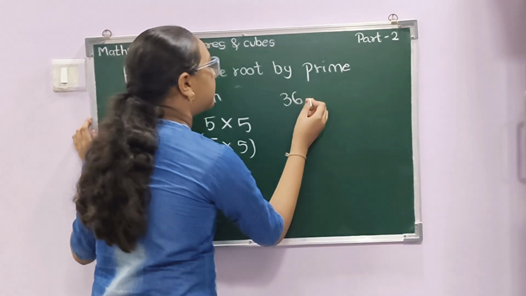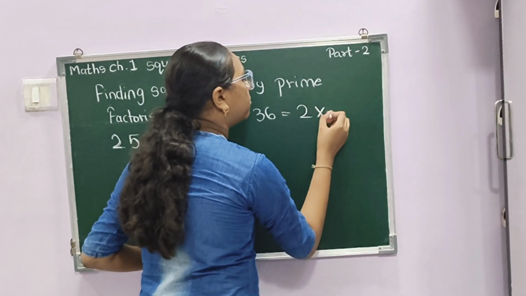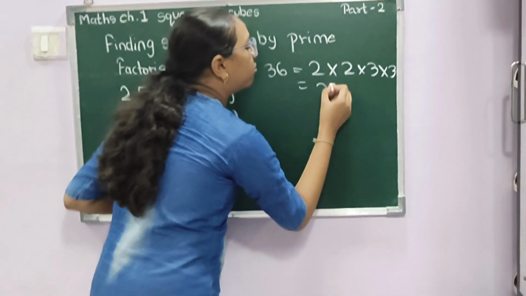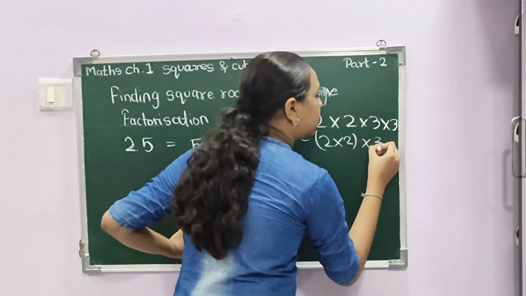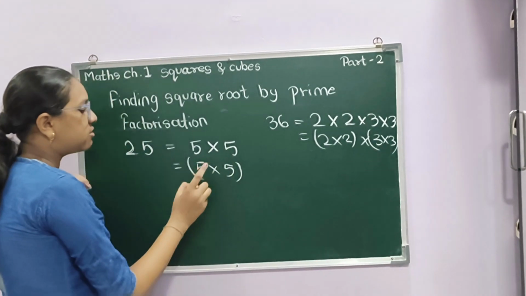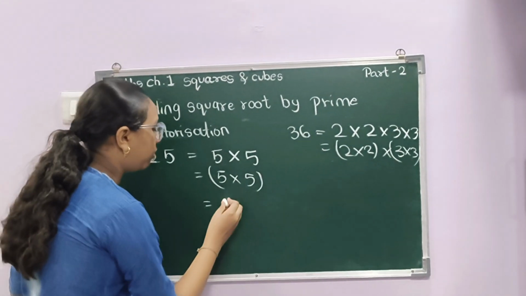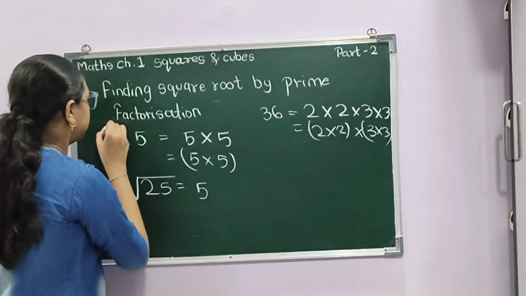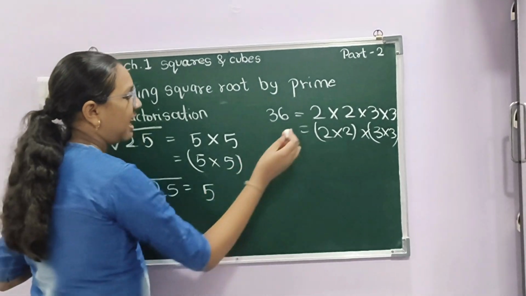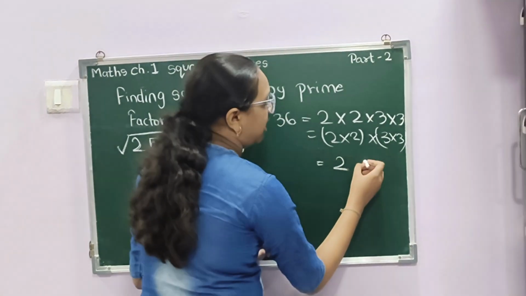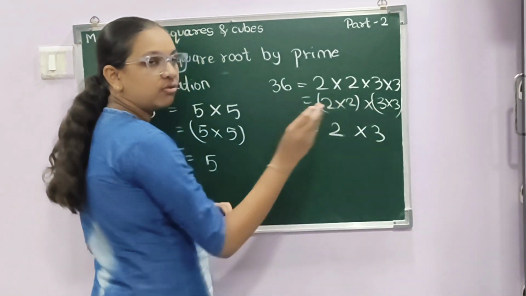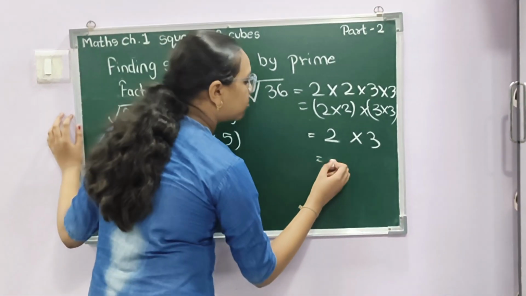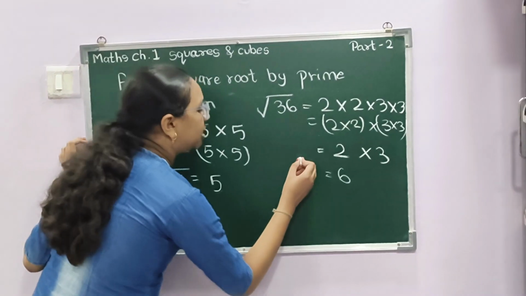If I take 36, its prime factors are 2 into 2 into 3 into 3, so here I will make a pair of 2 into 2 and a pair of 3 into 3. From each pair only one number should be taken, not both. So for 25 I will take only 5, so the square root of 25 is 5. And for 36 I will take 2 into 3 because there are two pairs. So the square root of 36 is equal to 6, because 2 into 3 equals 6.